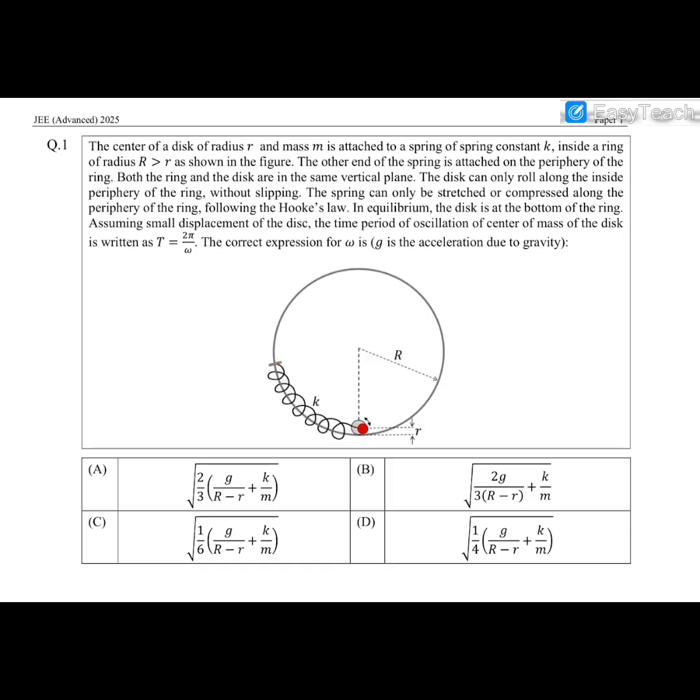Now one end of this spring is connected to this fixed support and the other end is connected to this disc. The radius of the disc is small r, and this disc is in equilibrium at this moment of time. Now to initiate a small SHM, let us displace this disc by an angle theta, and we have to find out the value of omega, the angular frequency of this disc. So for this, first of all, let us use the next page.